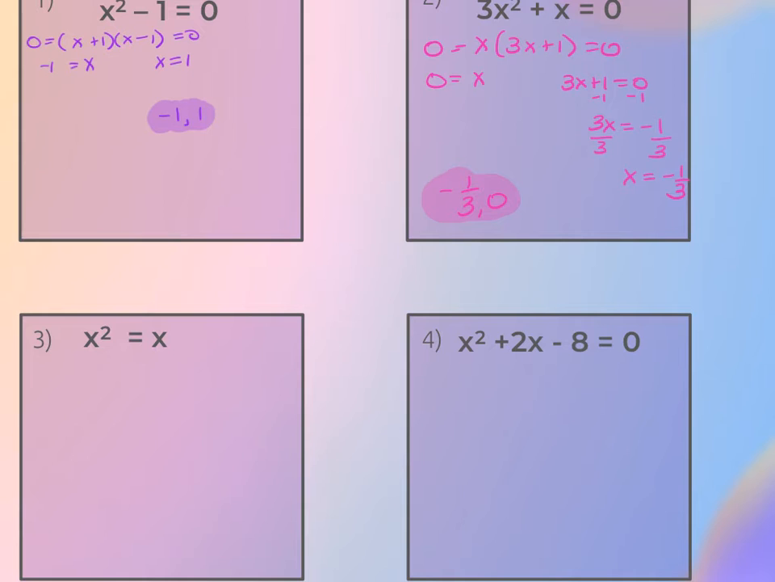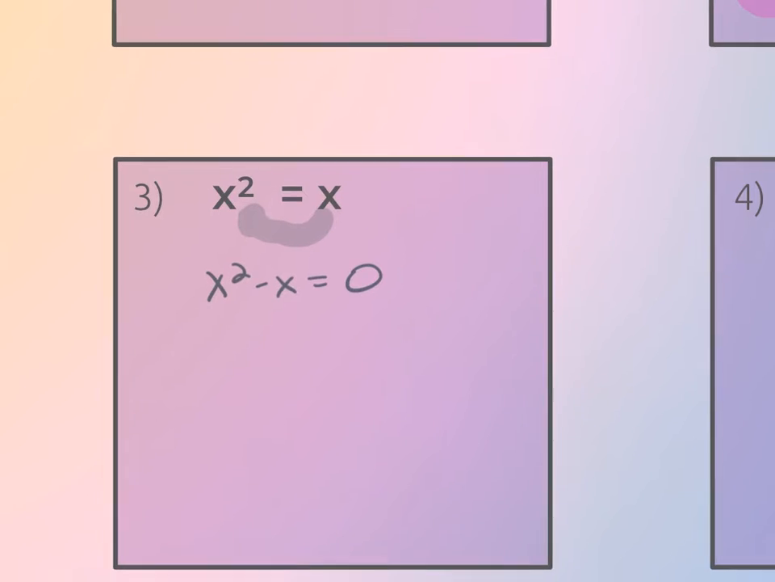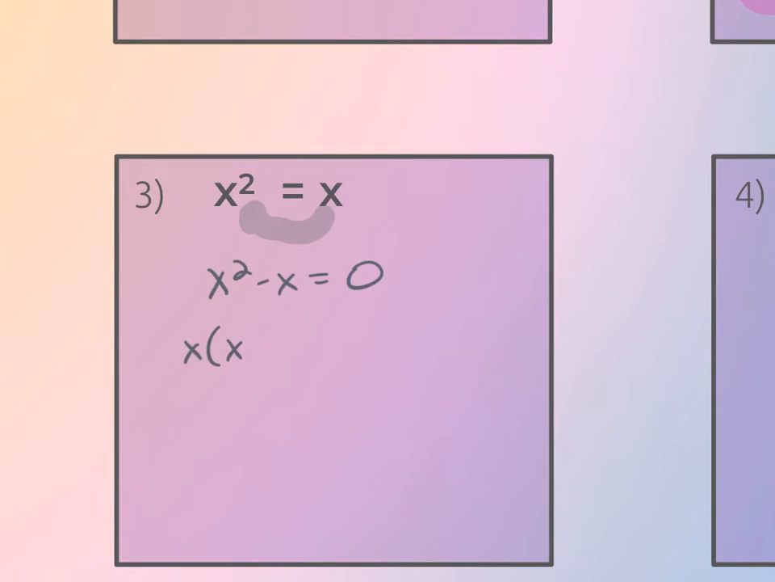Everybody still good? All right, so 3, is this equal to 0? No. Good, it is not. So the first thing I have to do is move the x over to here with the x squared. So I'm going to do x squared minus x equals 0. Then I factor by taking out an x, and I get x times x minus 1. Split them, set them each equal to 0. And I get x equals 0 and x equals 1. So my answers are 1 and 0.